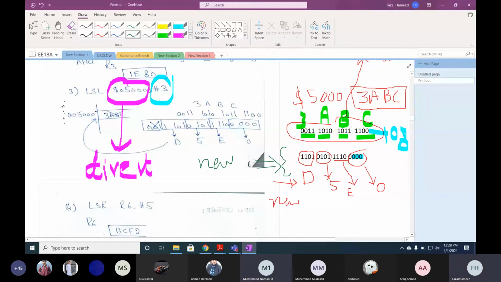No, 3 bits have been removed. 001 is now removed. From the right, 001 is removed. So now the new data is, if you look at this, 1101.